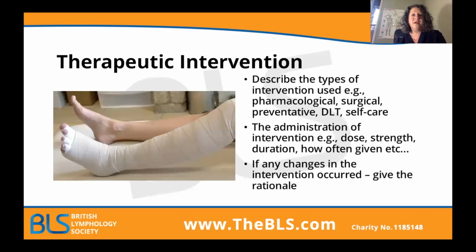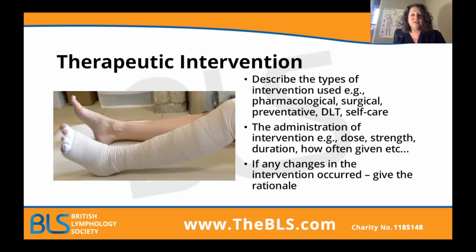Therapeutic intervention may well be a part of your case study, and if that is the case, then you need to describe the types of intervention used. Would it be pharmacological, surgical, preventative, decongestive lymphedema therapy, self-management? It may be one of those or it may be all of those, but they need to be included and discussed. Also, the administration of these needs to be included in your text.